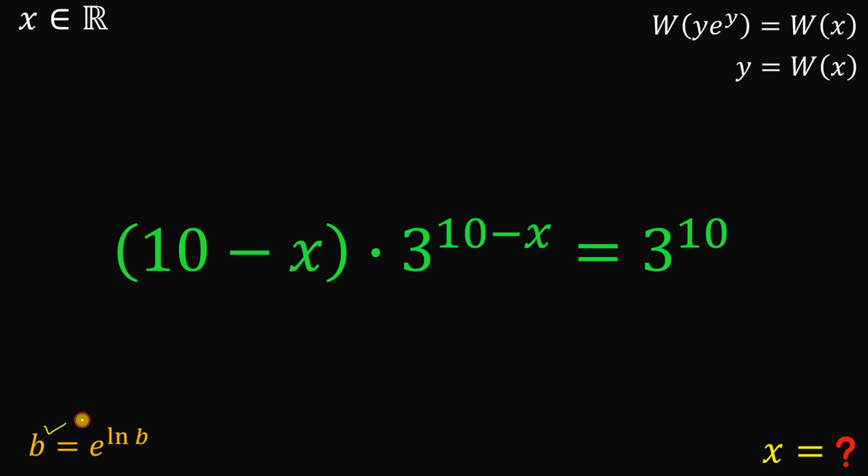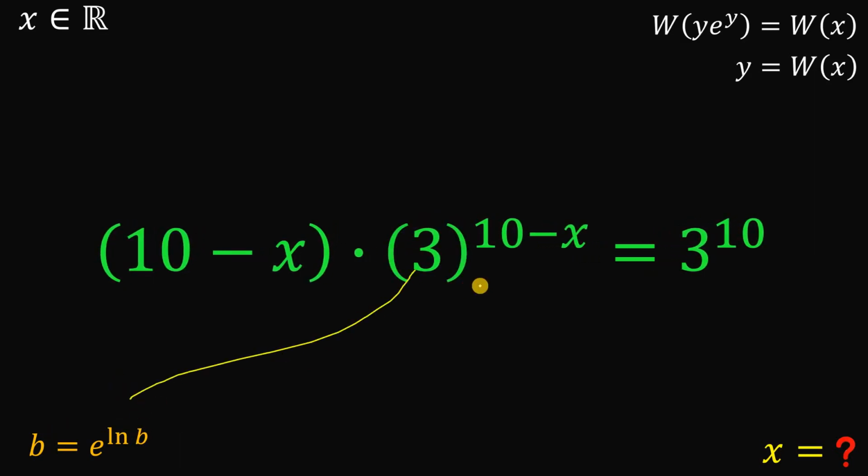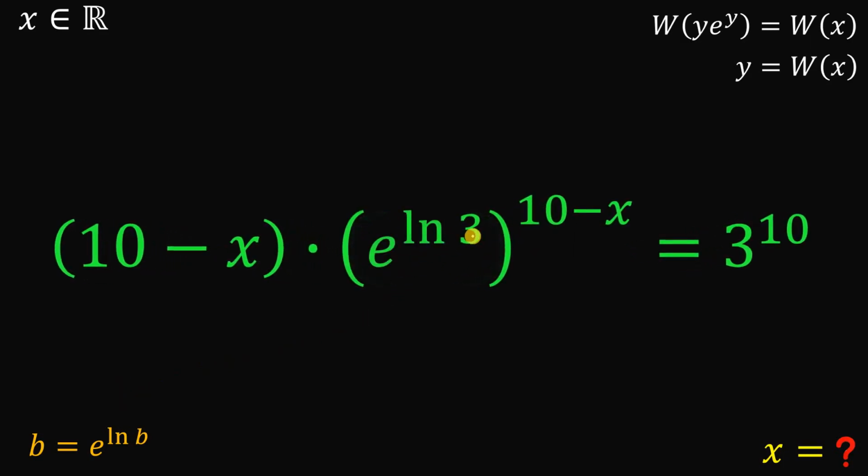If we have a constant b, we can write this as e raised to the power of ln of b, because take note, this ln is base e. So e raised to the power of ln b to the base e is just b. So if we focus on this 3, using this identity, we can rewrite this 3 as follows. We have e raised to the power of ln 3.